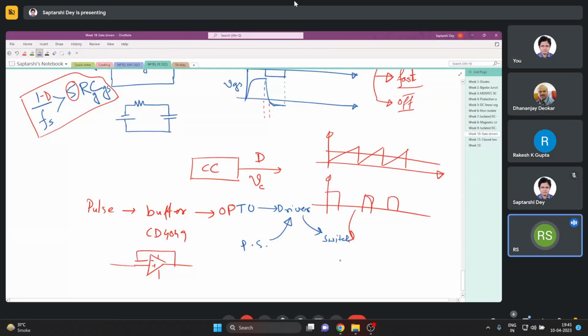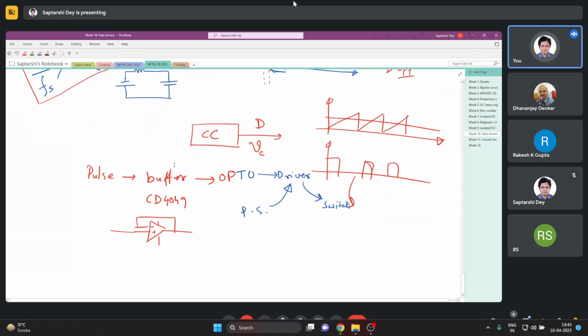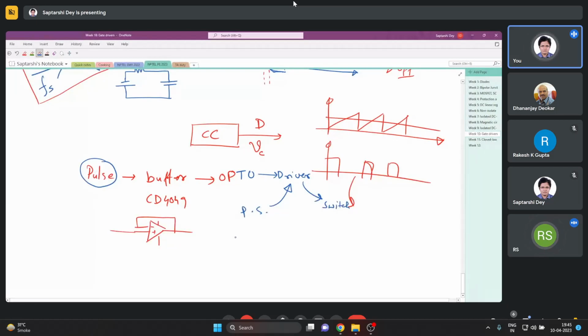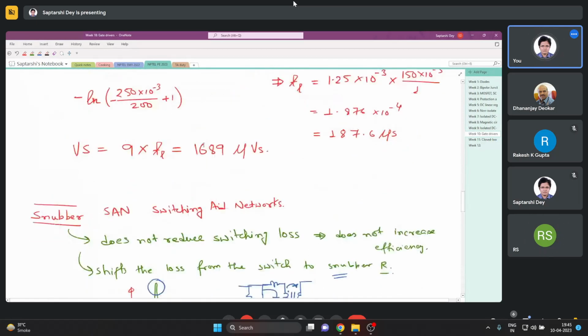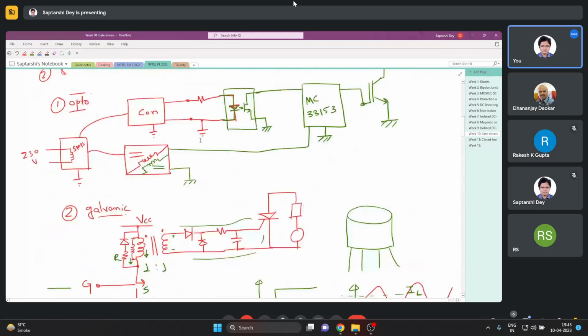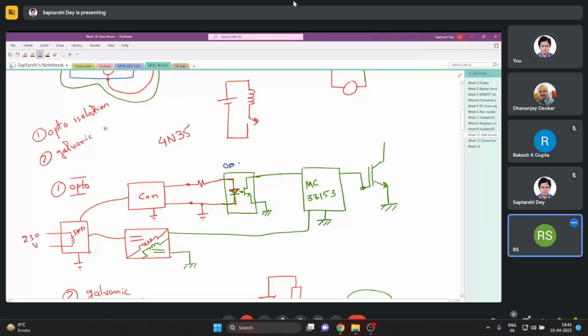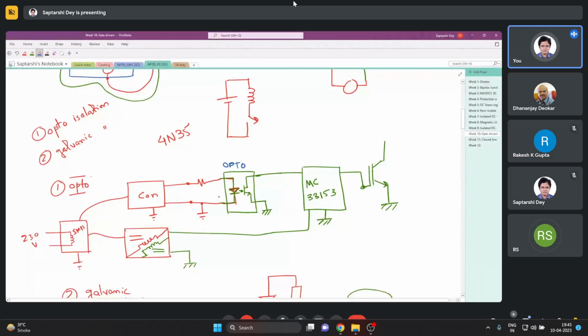Sir, what is this buffer you're talking about? Is this some kind of isolation? No, not isolation. See, this pulse is coming from some microcontroller, and here you see this is an optocoupler, this green box. Basically, you have to turn on a diode inside so that the diode can emit infrared and turn on the transistor on the other side.